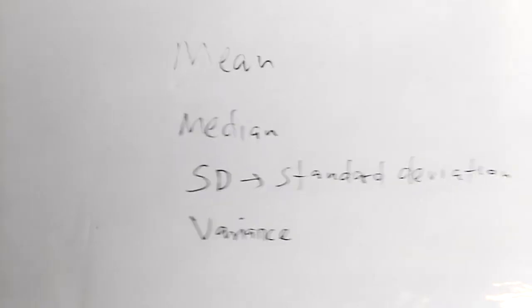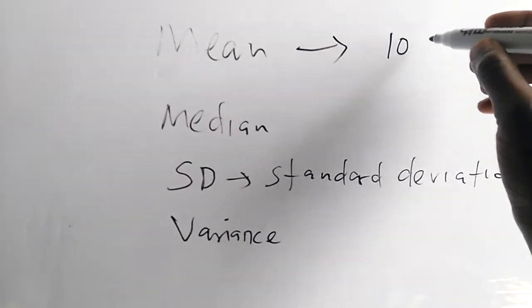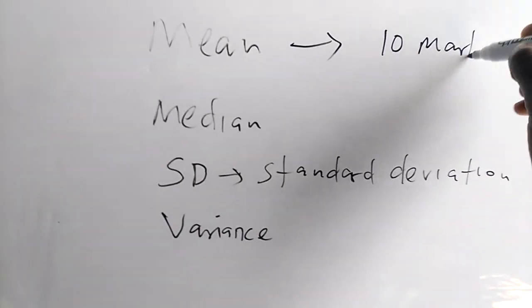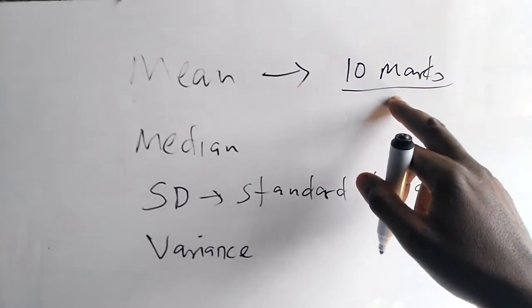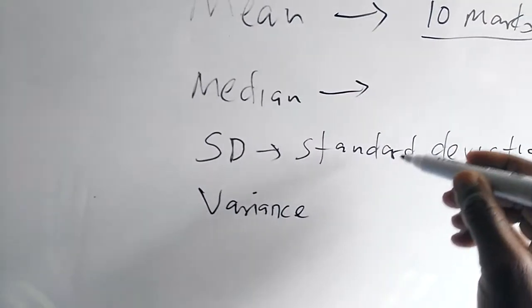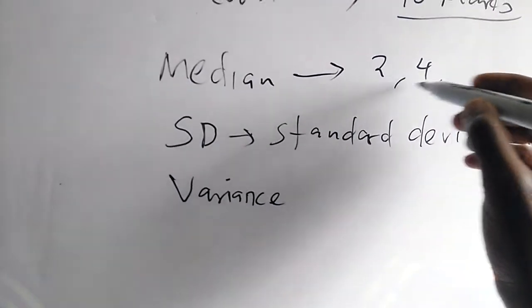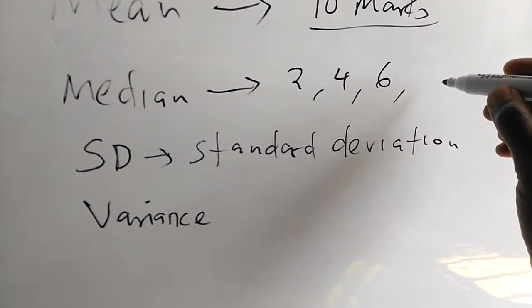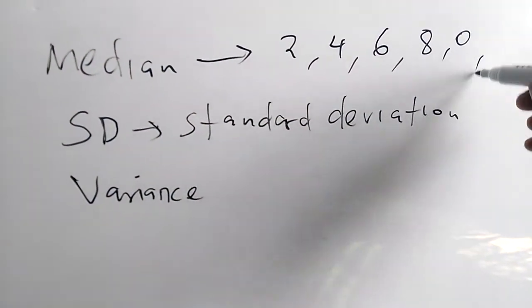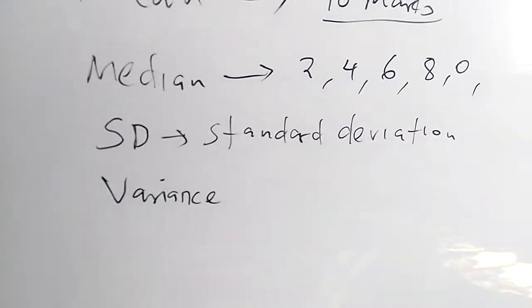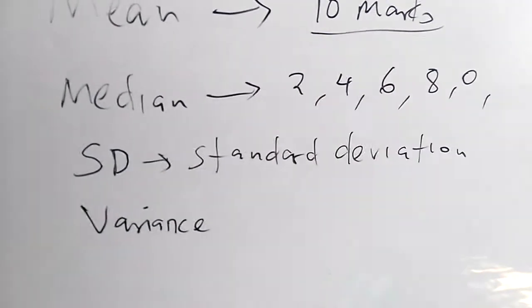Okay. For the mean, we'll have a target, probably 10 marks. And then we'll have students, and you mark them out of 10. For the median, the marks obtained probably 2 out of 10, 4 out of 10, 6 out of 10, 8 out of 10, and 0. You have to arrange them. Already they are arranged in a numerical order, and then we get the midmost.